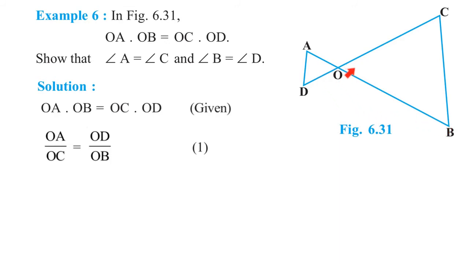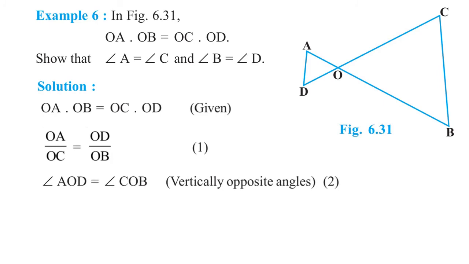And what can you say about these two angles? Angle AOD and angle COB, are they equal? Yes, because they are vertically opposite angles. Let's label that as 2. So what do you observe? We know that these two angles are equal, and we know that the sides including that angle are in proportion. So can I say that triangle AOD is similar to triangle COB? Which criteria?